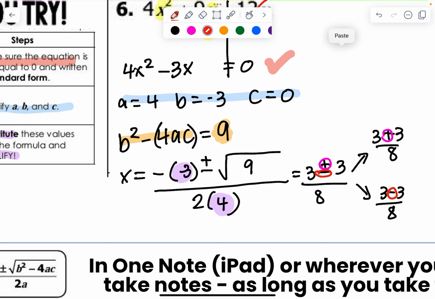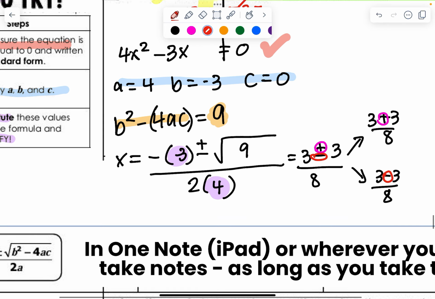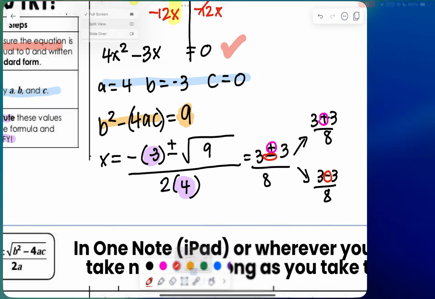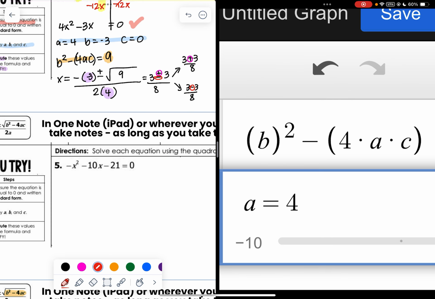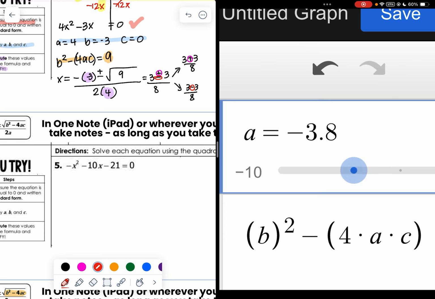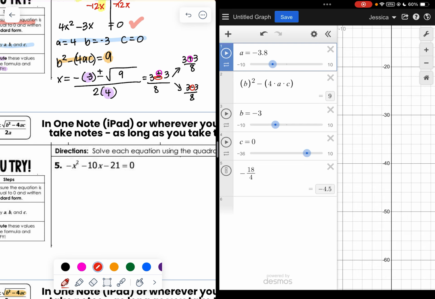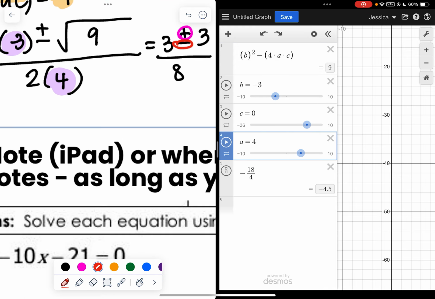Something else that I should probably bring up, make sure you're being extra careful, especially when b is negative, for how you type in b squared minus 4ac to Desmos. You notice that b squared has parentheses around it. That's in case b is negative, which it was in this instance. So make sure you are careful about that.